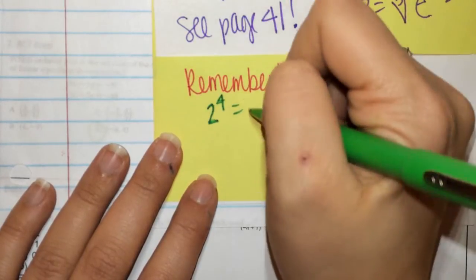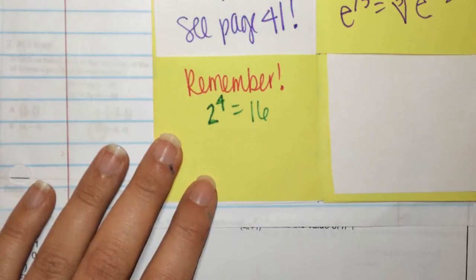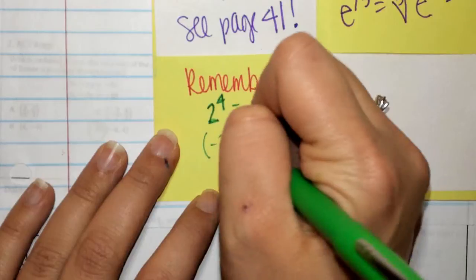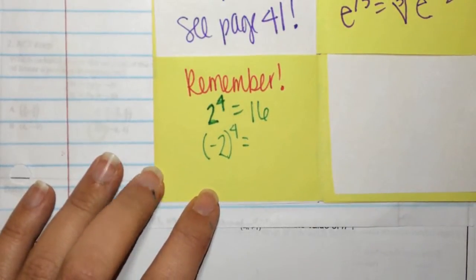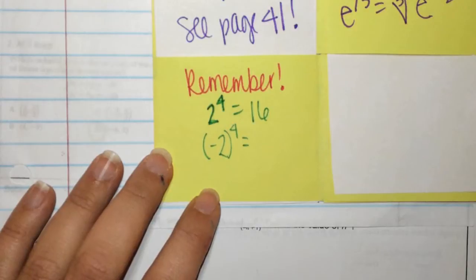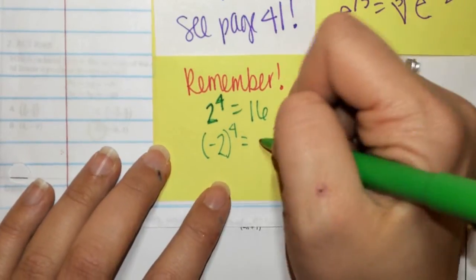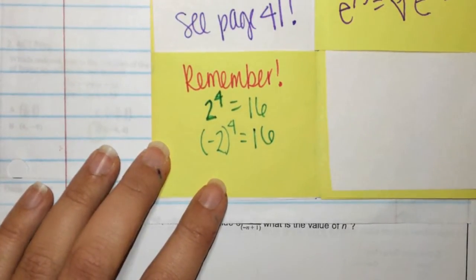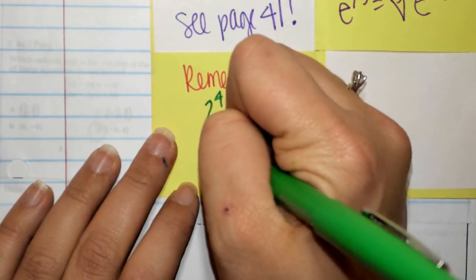16. How did you get that? Because 2 times 2 is 4, times 2 is 8, times 2 is 16. Very good. Alright, so what if I had negative 2 to the 4th power? Negative 16. No, 16. It would be positive. Hey, do we get a point? No.